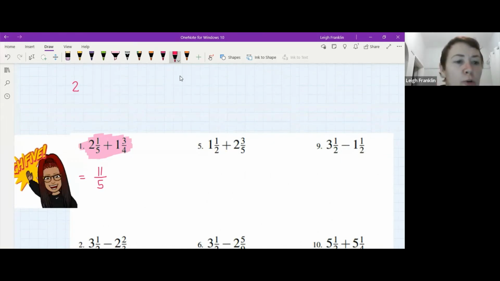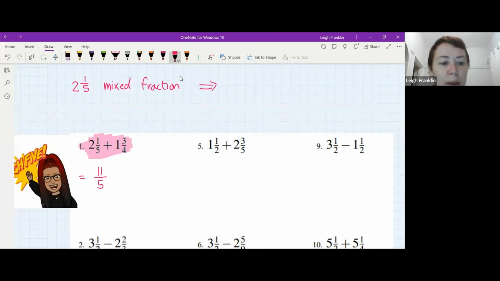So when you've got 2 and 1 over 5, that is a mixed fraction. And then when you changed it and you made it into 11 over 5, we call that an improper fraction. Very, very good. Okay, so Ayanda, I love what you're doing here. We're going to take mixed fractions and we're going to make them into improper fractions. How did we do that again? Tell me what you said.